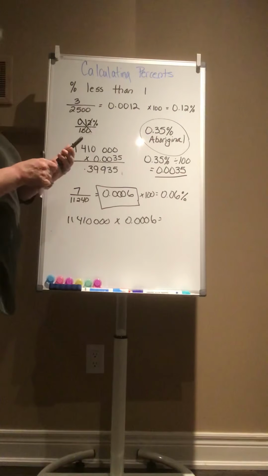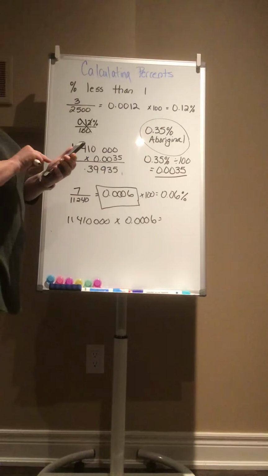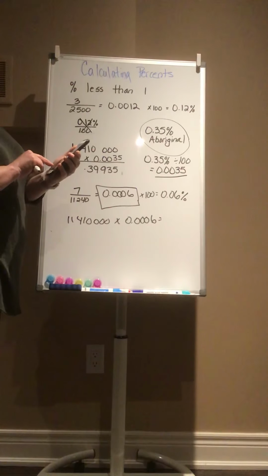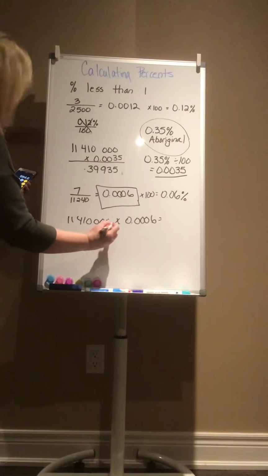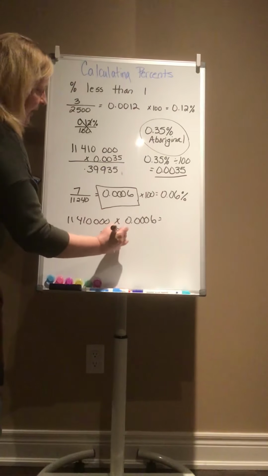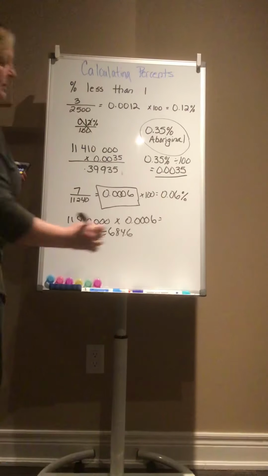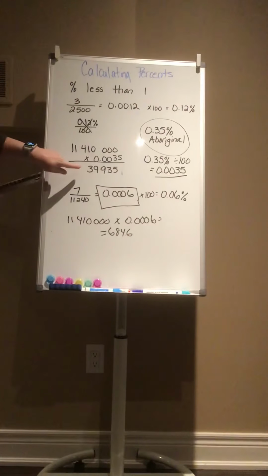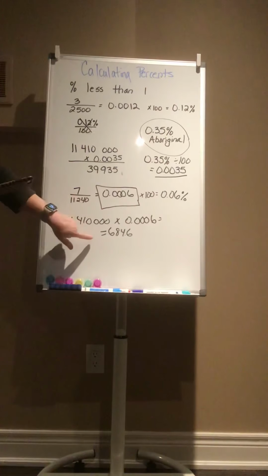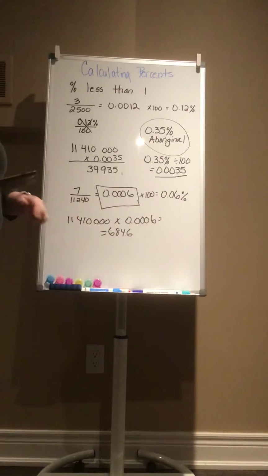So let's see what happens. Again, 11,410,000. And we're going to multiply that by 0.0006. And I get 684.6 people. Yes, my number went down from almost 40,000 to less than 1,000, and that makes perfect sense.